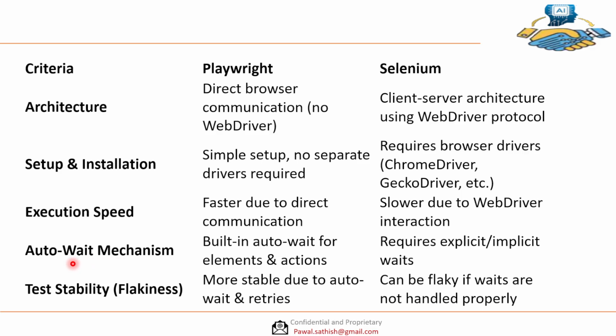And the auto-wait mechanism: in Playwright we have a built-in auto-wait mechanism for elements and actions. Here in Selenium we require explicit and implicit waits. From a test stability perspective, Playwright is more stable due to auto-wait and retry mechanisms, whereas Selenium can be flaky if waits are not handled properly. It totally depends on the tester's skill, how the tester adds the waits. But in Playwright we have inbuilt features, so that is the reason it's more stable.